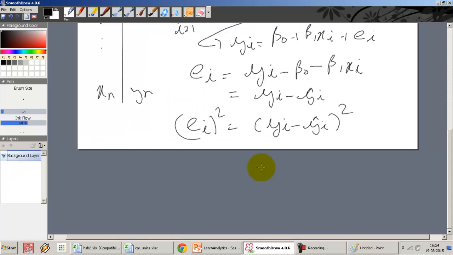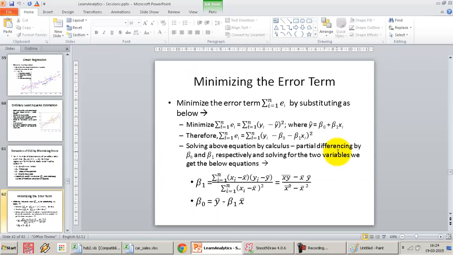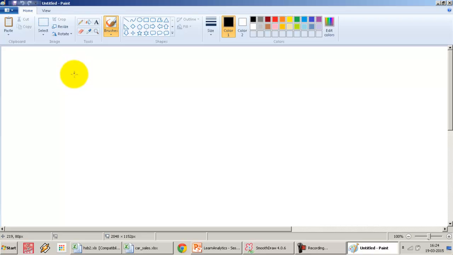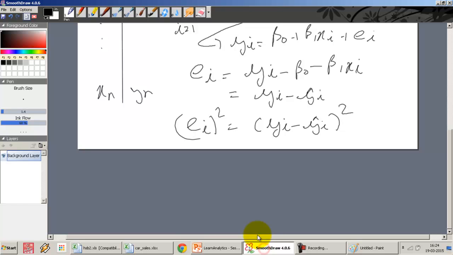If I look at the presentation, we have therefore ei is equal to yi minus beta naught minus beta 1 x1, squared. So let's keep it in our original formulation itself. I know that I have to minimize the summation of ei squared, i equals 1 to n. In fact, let's keep it here where it draws a little better. I'll just make a new sheet. Just bear with me a little.